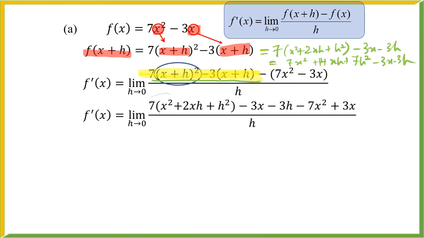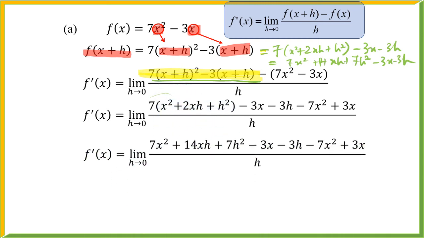Here, we expand the (x plus h) squared. And then, we multiply by 7. So this is what we have for 7 of (x plus h), which gives us f of (x plus h). And then for 7x squared minus 3x, after we expand the negative sign here, we have minus 7x squared plus 3x.